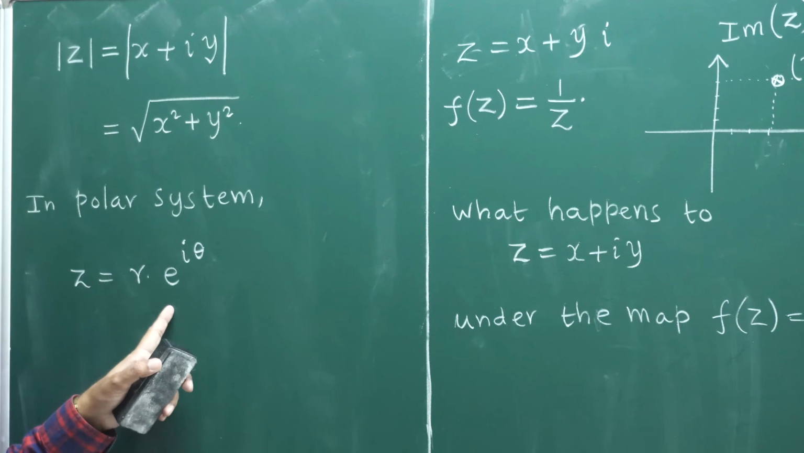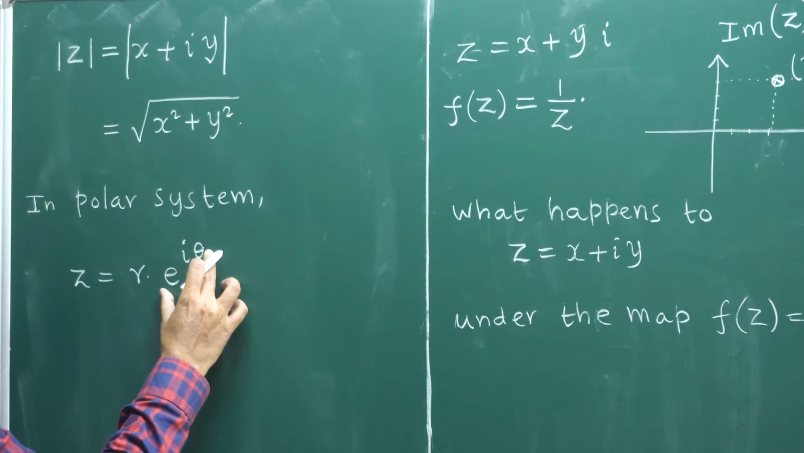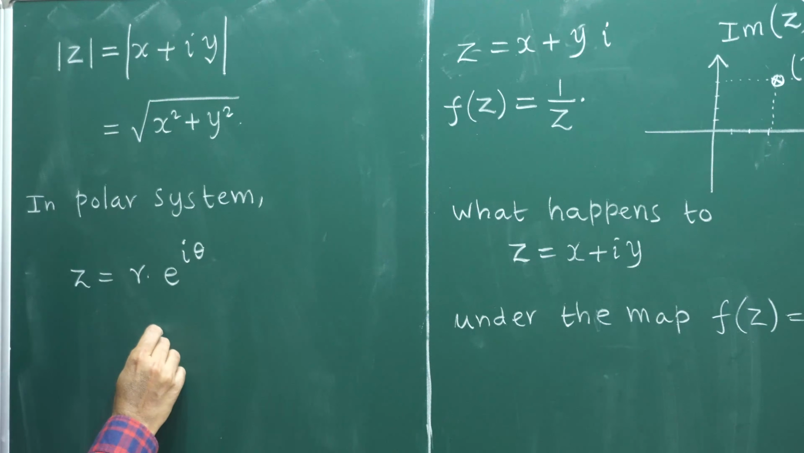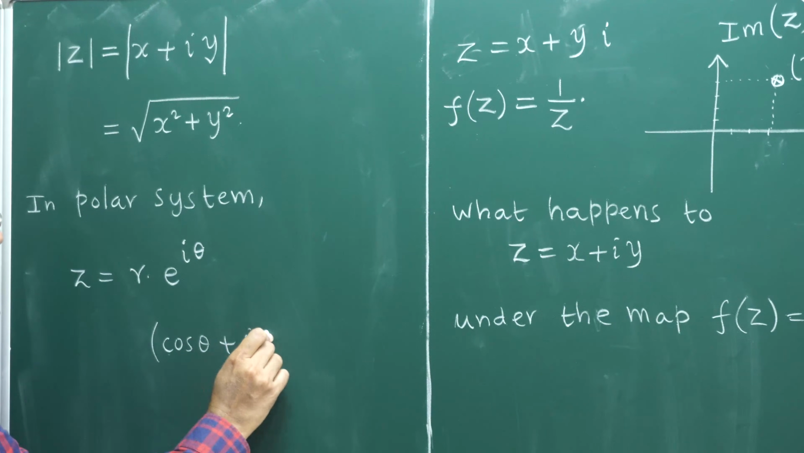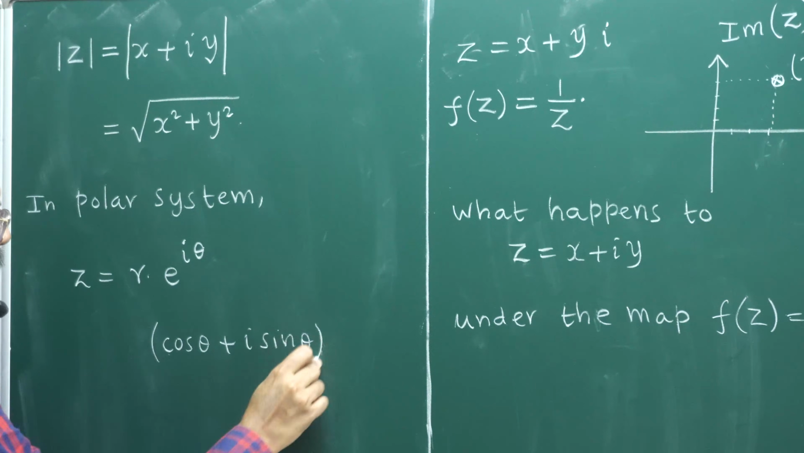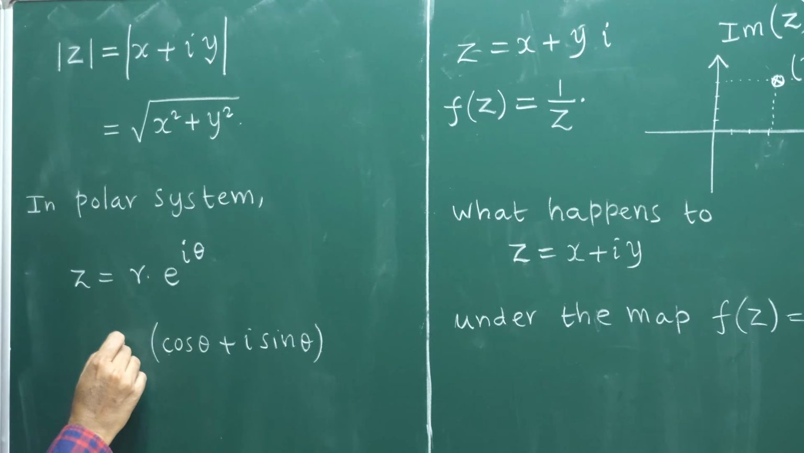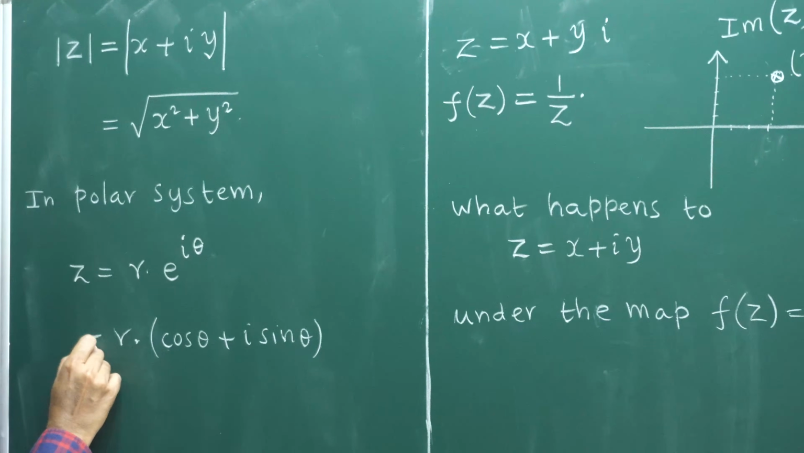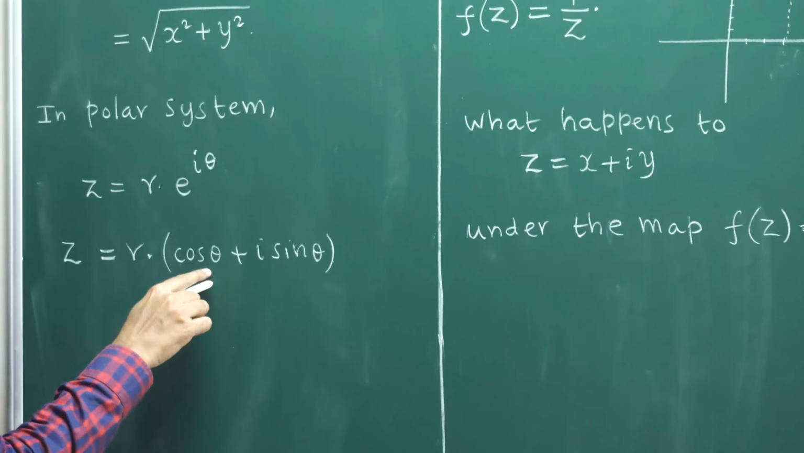Why you can consider this is because of Euler's formula. Let me therefore expand e to the power of i theta by Euler's formula, which is nothing but cos theta plus i sin theta. So e to the power of i theta is cos theta plus i sin theta. This r I simply write down here, and that product is this z here, which means that r times cos theta.